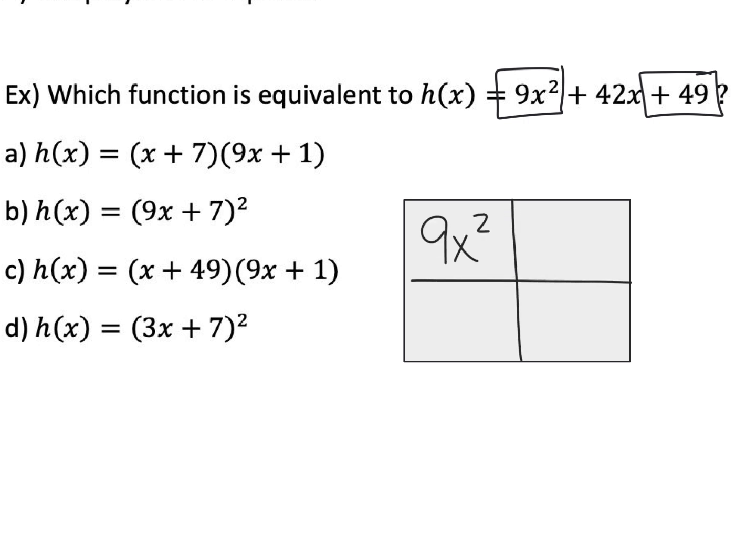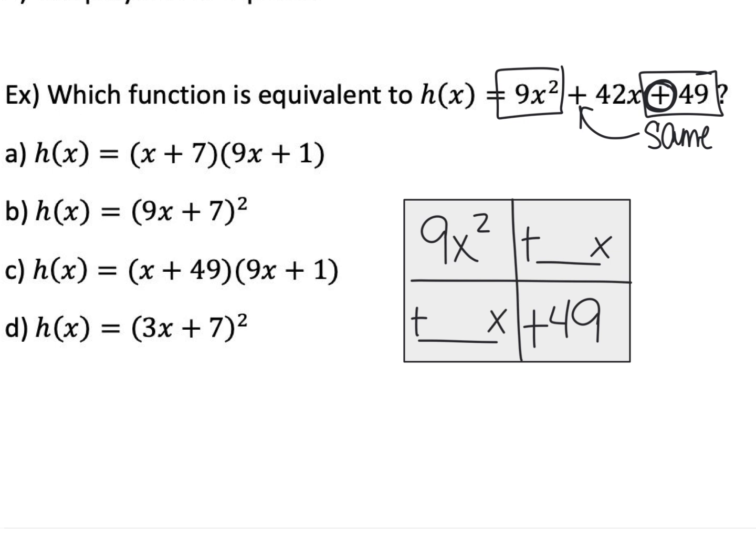9x squared and 49. Same or different signs? Look at C. Same or different? Same. And it's the sign of B. So positive something x and positive something x. So A times C on this one is pretty ugly.